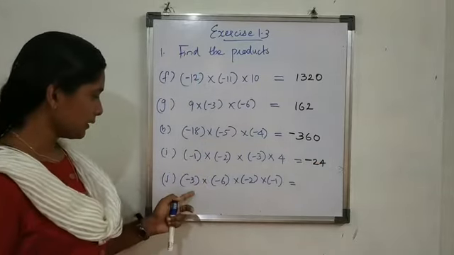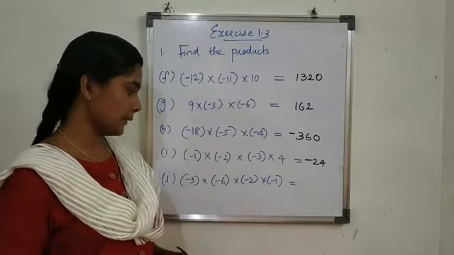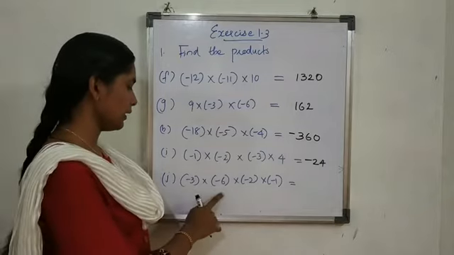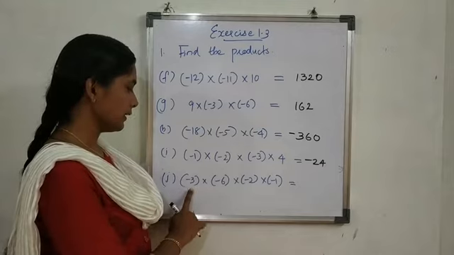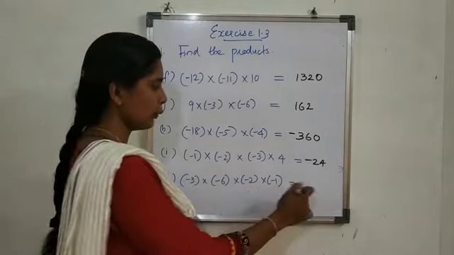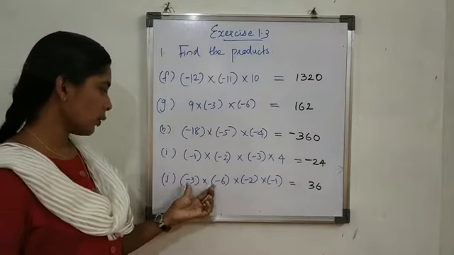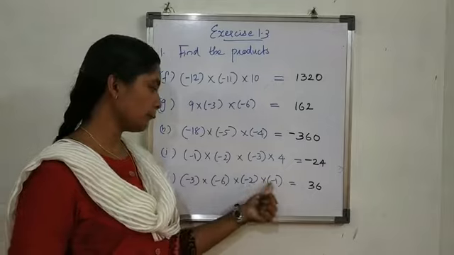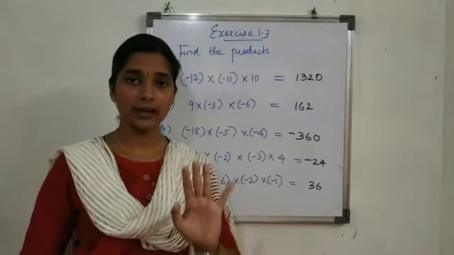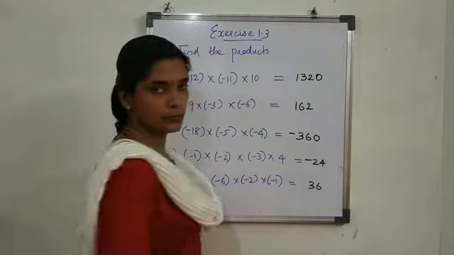Then the last one: minus 3, minus 6, minus 2, minus 1. Multiply 6 into 3, that is 18. 18 into 2 is 36, 36 into 1 is 36. Then how many negative integers? 1, 2, 3, 4. 4 negative integers are there and 4 is an even number. Therefore, the answer is positive.